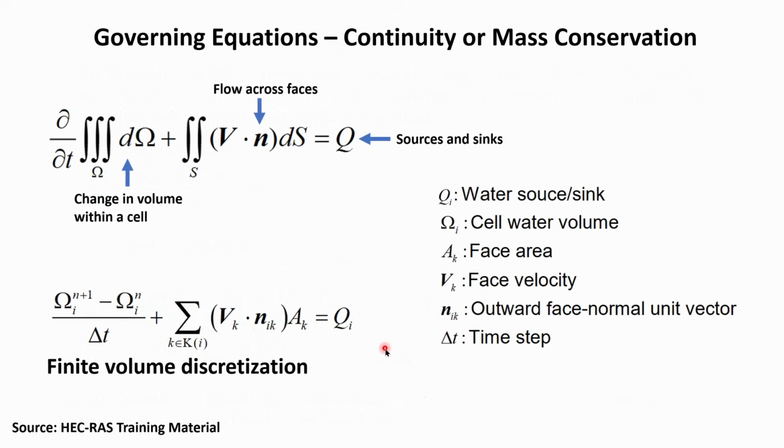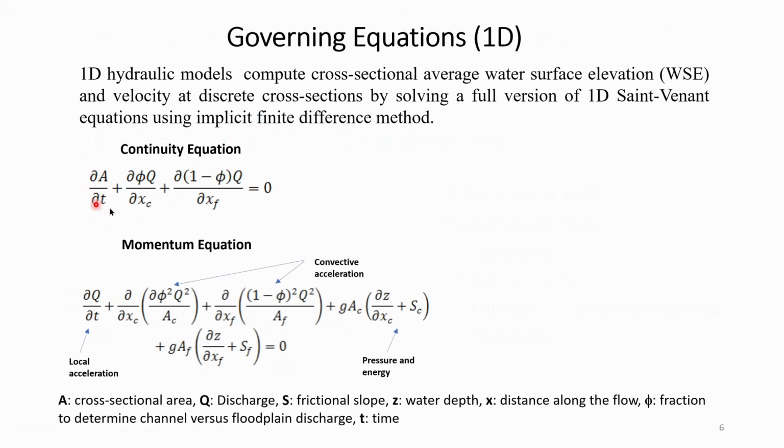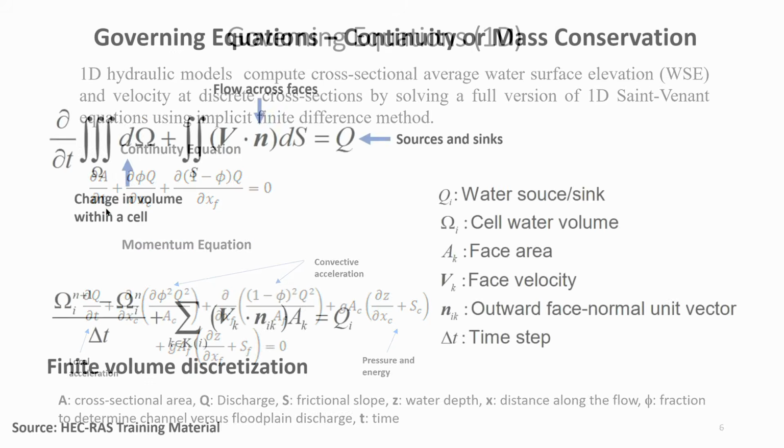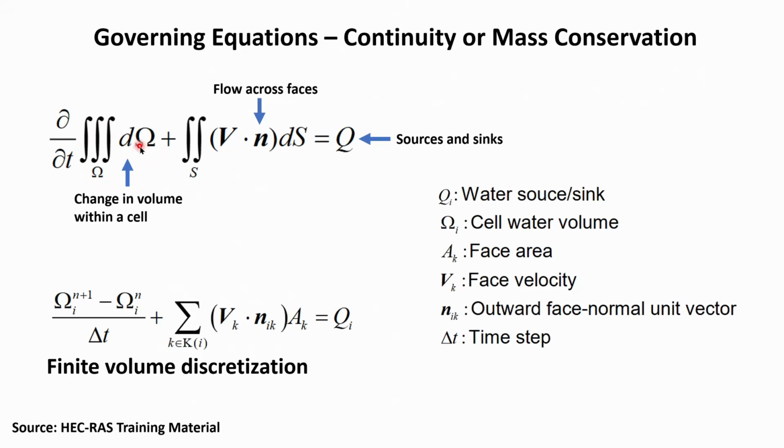In 2D, we again have the continuity and momentum equation. What you see on this slide is the continuity equation. Now this equation may look a little different, but it is more or less the same. If I go back, what we have here is the change in flow area with time, but now instead of flow area, we have volume, change in volume with respect to time, and then the flow across the face that is equal to the sources and sinks. And what you see on the bottom is the finite volume discretization of this differential equation.